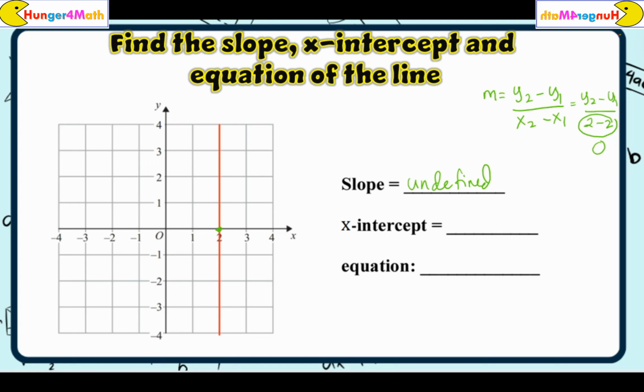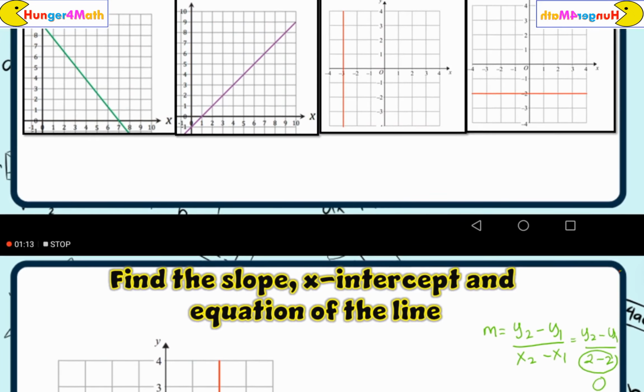Next is the x-intercept. Now this line intercepts the x-axis here at 2. So the x-intercept is 2. For the equation, it will be x is equal to 2, since it will not touch the y-axis.